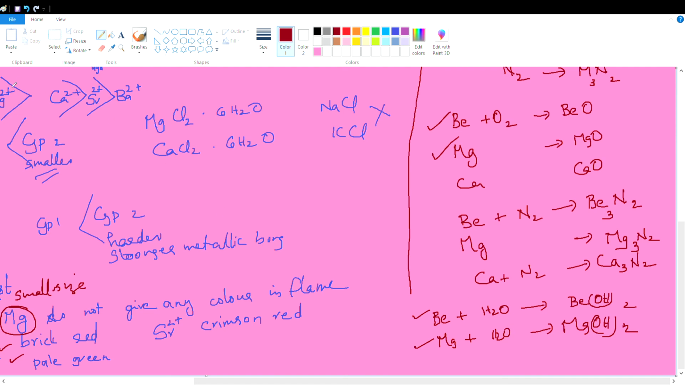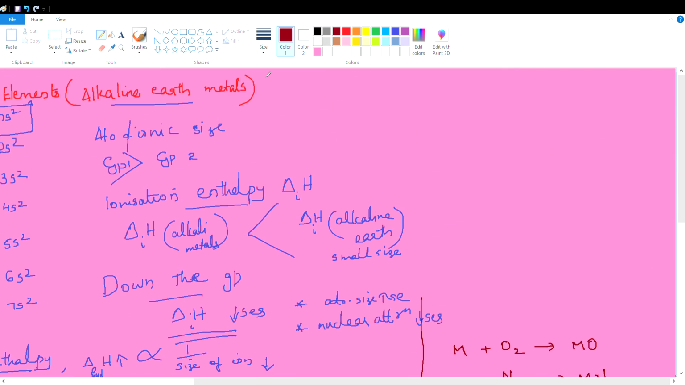Now reactivity towards hydrogen. Alkaline earth metals react with hydrogen and form hydrides, except the first member, beryllium. For example, magnesium on heating with hydrogen forms magnesium hydride of the formula MgH2. Similarly, the other elements also do, but beryllium hydride is not formed by this method.